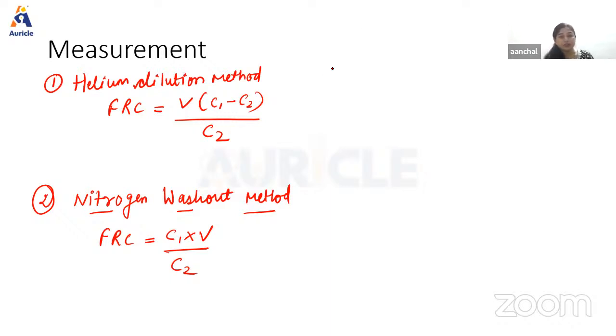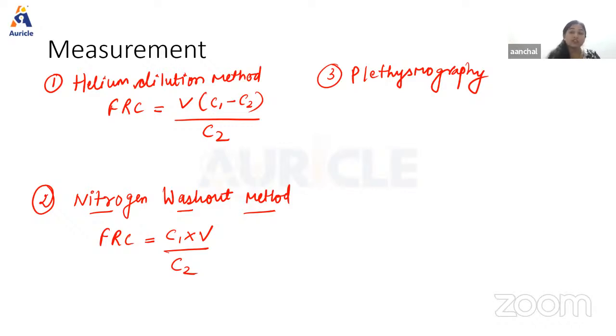Then the third method we have is plethysmography. What happens in this method? This is a technique used to study the variation in the size or volume of a part of the body, such as a limb. The plethysmograph is an instrument used for this purpose, and in whole body plethysmography, the whole body is the instrument used to measure lung volume, including residual volume.